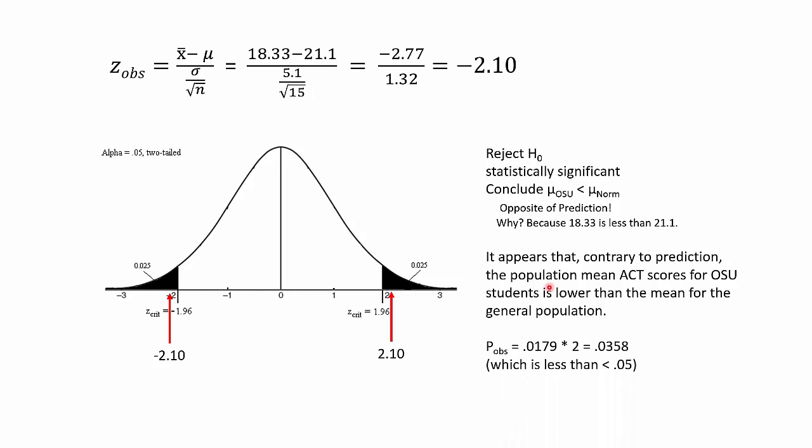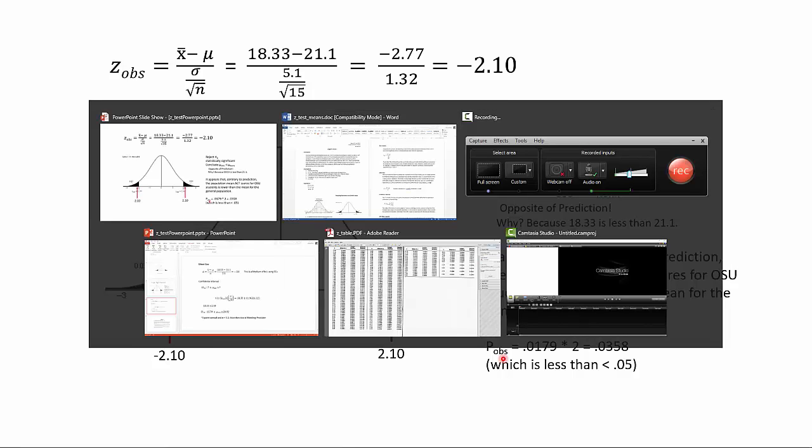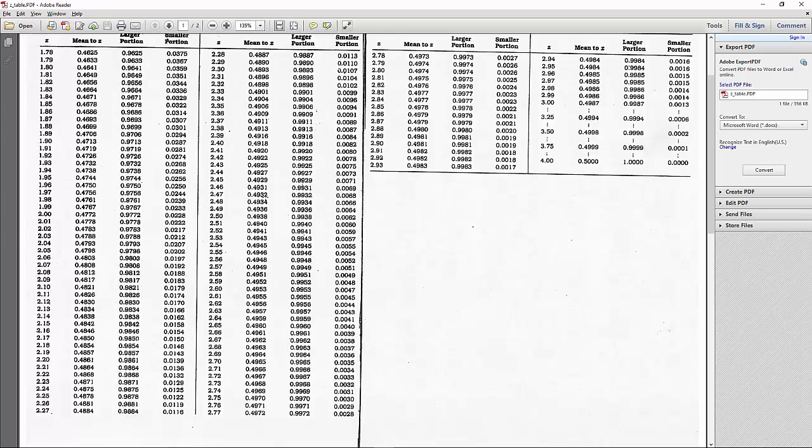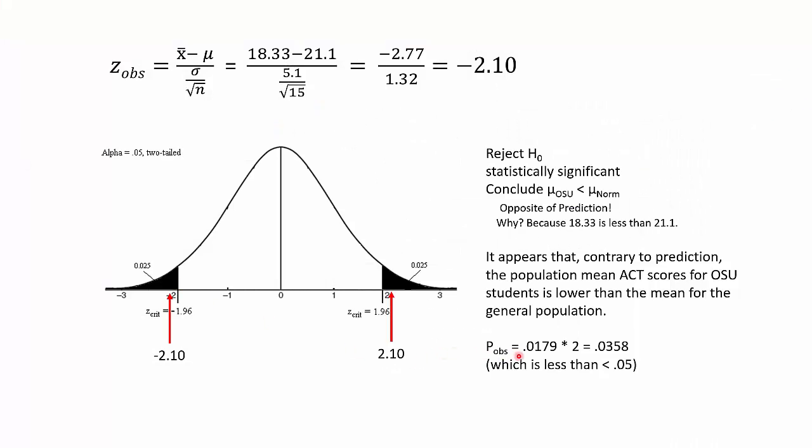We also want to look up the P observed, and we do that by going to our Z table, and we scan down the Z table looking for 2.10 as our Z score, and here we see it, 2.10, and we want the smaller portion, which is 0.179. So we take this from our Z table, and then we double that because we're looking on both sides of the distribution. So it's negative 2.10 or less, or 2.10 or higher, and the combined area there is 0.358. Now that is less than 0.5, which again leads us to declare it's statistically significant.